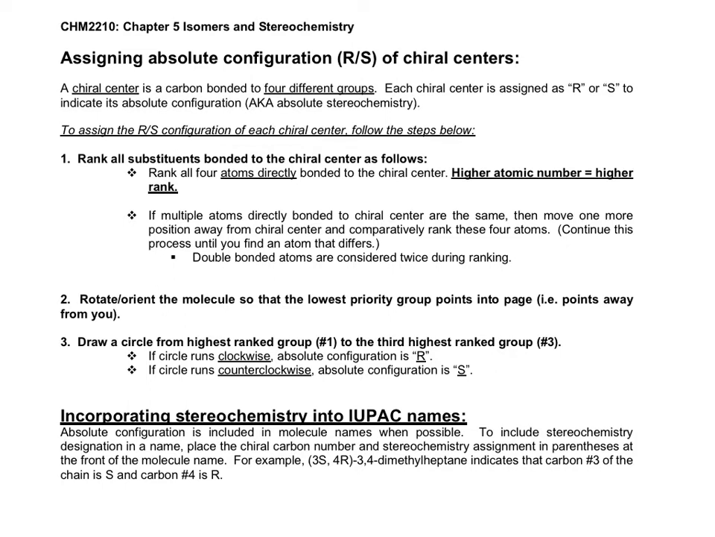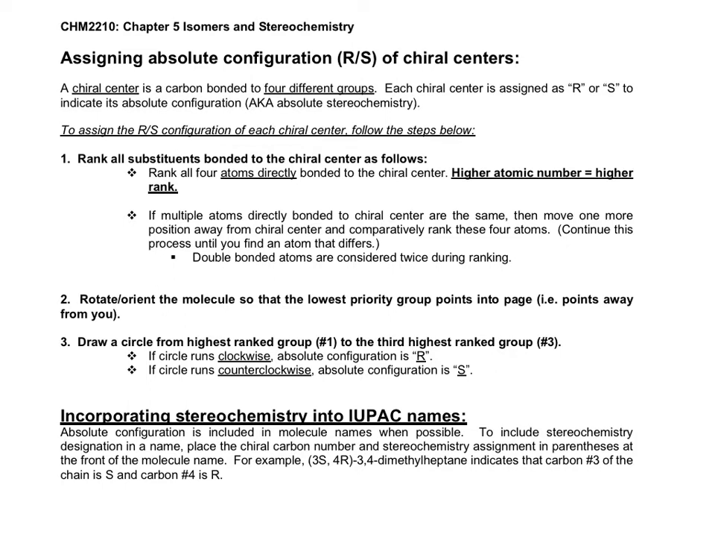We need wedges and dashes, otherwise we're not going to be able to tell what the 3-dimensional orientation of that group is. So after you've gone in and picked out your chiral centers and seen the ones that have the wedges and dashes associated with them so you can assign R and S, we're going to go through the 3 steps listed here to specify the RS chirality of each chiral center.